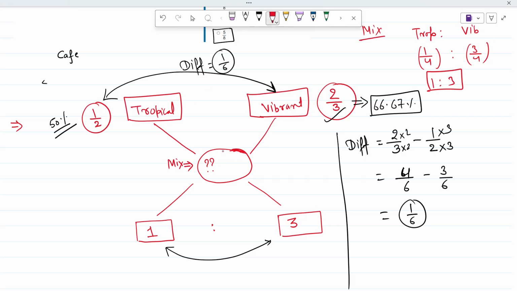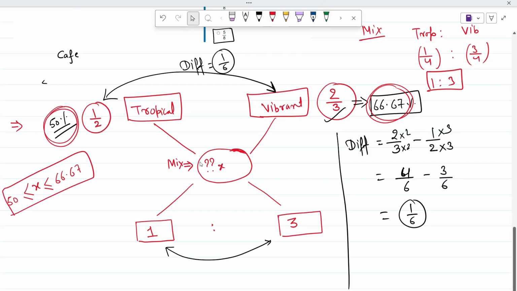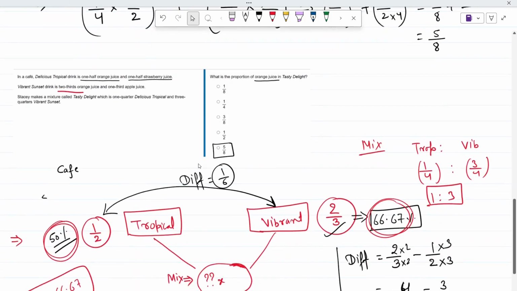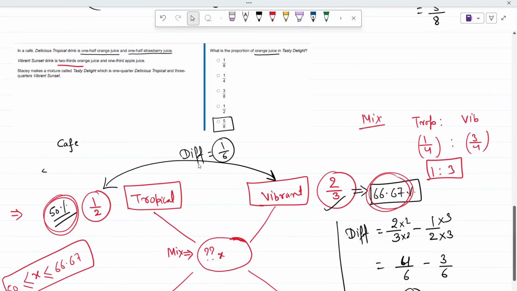One more thing that you should know: one drink has 50% orange juice, the other has 66.67% orange juice. So the mixture will have an orange percentage greater than 50 and less than 66.7. Suppose the percentage of orange juice in the mixture is x. Then x should be greater than or equal to 50 and less than or equal to 66.67. Can we eliminate our options based on this knowledge only? My answer should be between 50% and 66.67%.